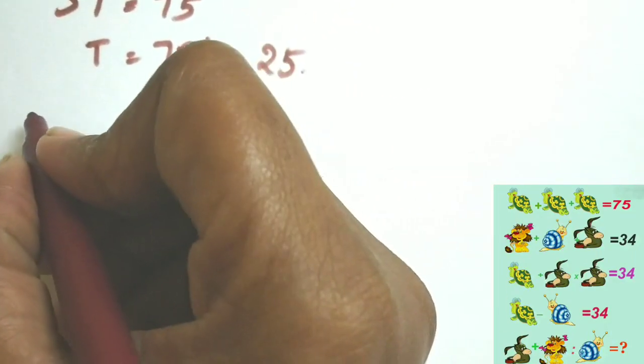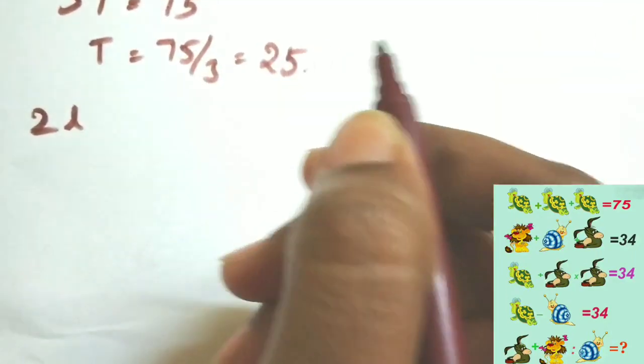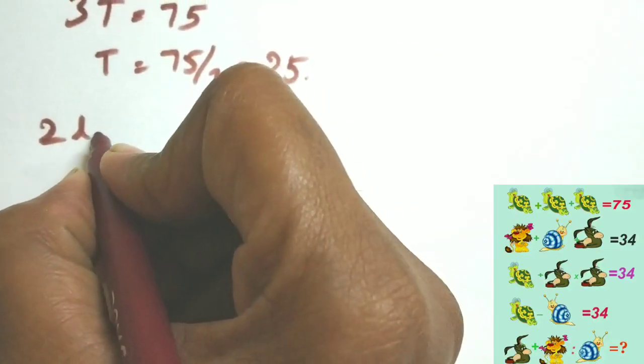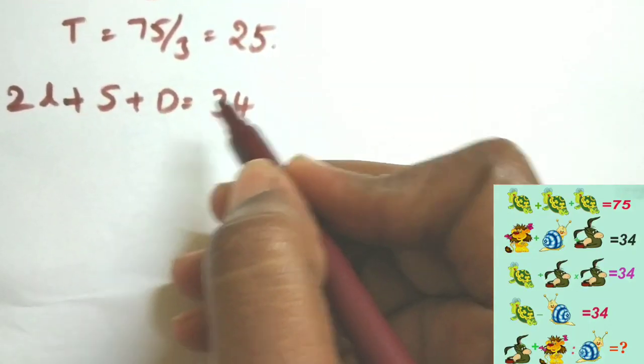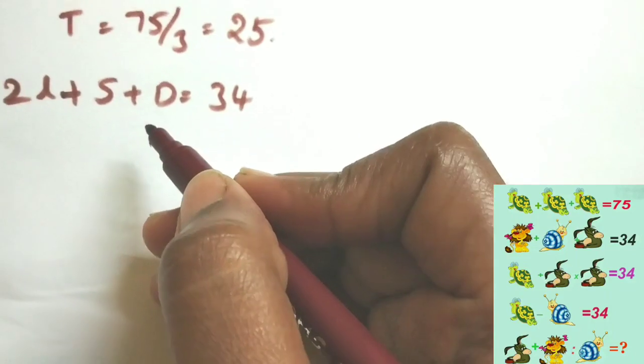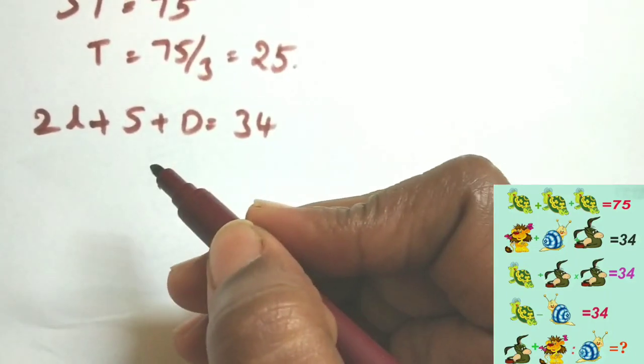See the second line. In the second line, 2 lines are there. You have to observe carefully. 2 lines plus 1 snail plus 1 donkey is equal to 34. We don't know any one of those values, so we can't simplify the second line now. Later we can simplify the second line.